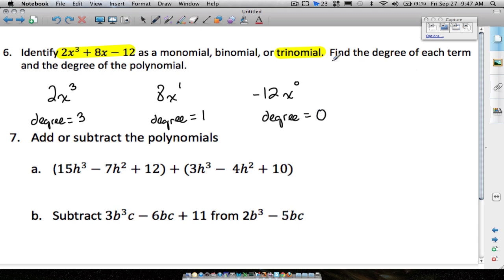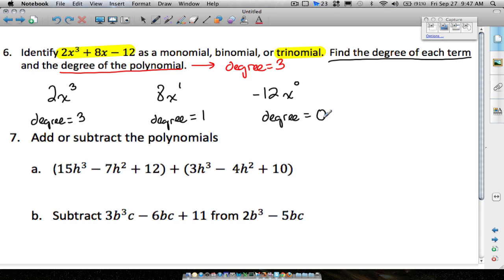Now, we answered that question right then. We found the degree of each term. However, let's find the degree of the entire polynomial. The degree of the entire polynomial is going to be the biggest degree you have out of all these degrees. So therefore, the degree of the entire polynomial is going to be 3, because 3 is the biggest one we have here.